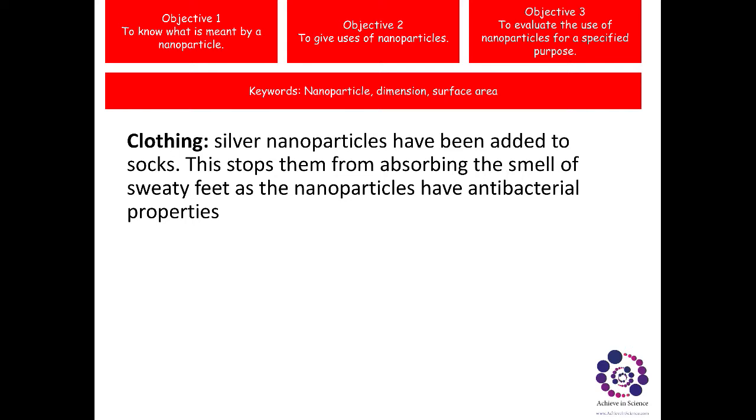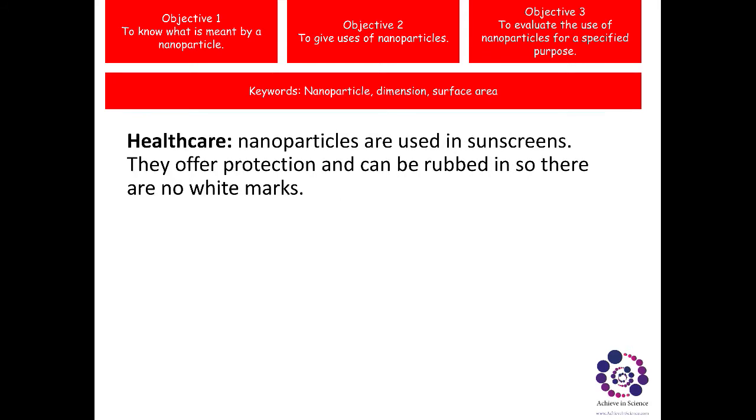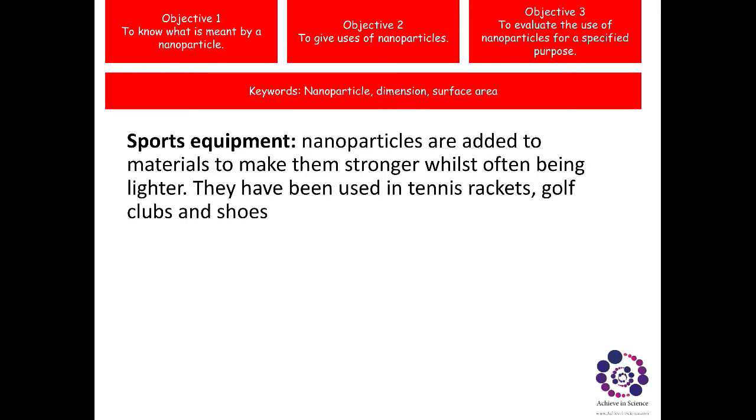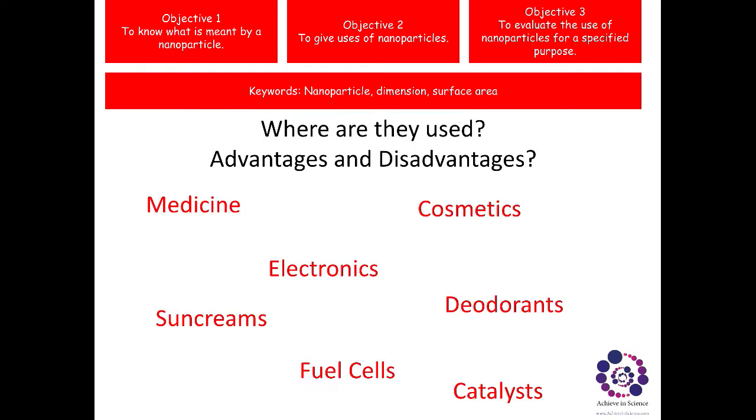They're used in clothing. Silver nanoparticles have been added to socks. This stops them from absorbing the smell of sweaty feet, as the nanoparticles have antibacterial properties. In healthcare, they can be used in sunscreens. They offer protection and can be rubbed in so there are no white marks. In sports equipment, they can be added to materials to make them stronger, whilst also being lighter, and therefore can be used in tennis rackets, golf clubs and shoes.